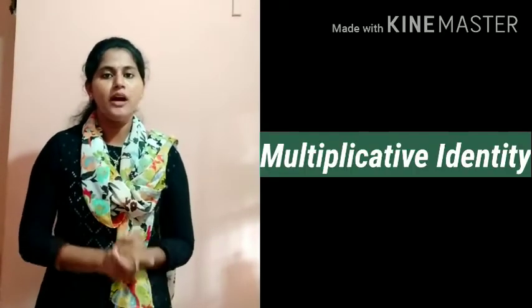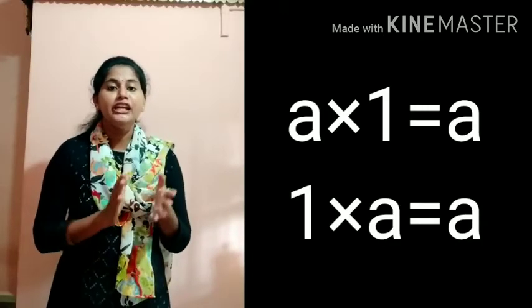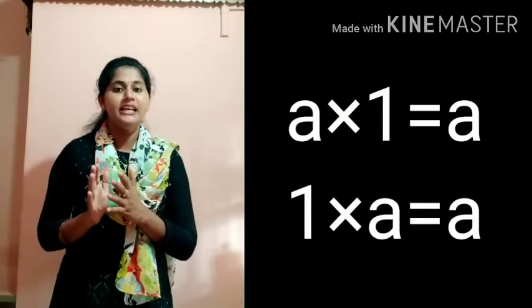Next is multiplicative identity. What is this multiplicative identity? For any integer a into 1 or 1 into a, that gives what? A. That's why 1 is multiplicative identity for an integer. If 1 is multiplied with any integer, we will get same integer. I will give some example.